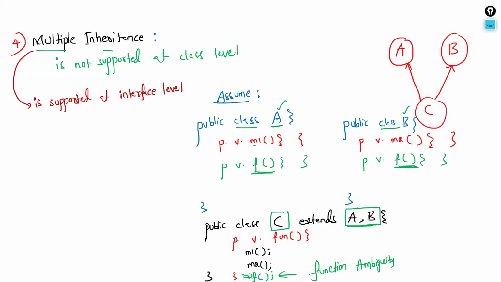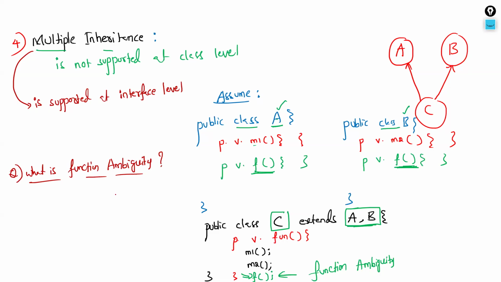Anything to take, or shall I write anything as points? Function ambiguity is one question. The question is, what is function ambiguity? For this, if you understand the concept, make your own statements.